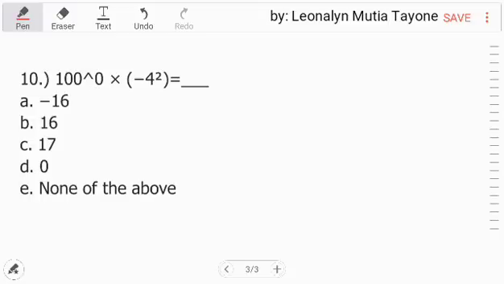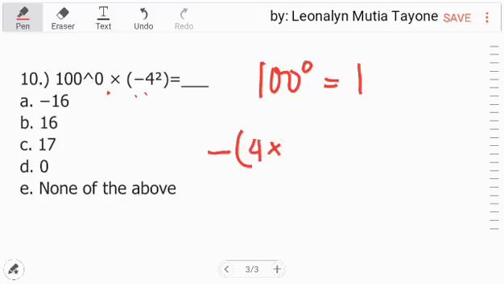100 raised to 0. We reviewed that before we started. This is equal to 1. Any number except 0, when raised to 0, is equal to 1. Times negative 4 raised to 2. Again, law of exponent on negative base. The negative is outside, so we do not include it because what is raised is only the 4. 4 times 4 equals negative 16.